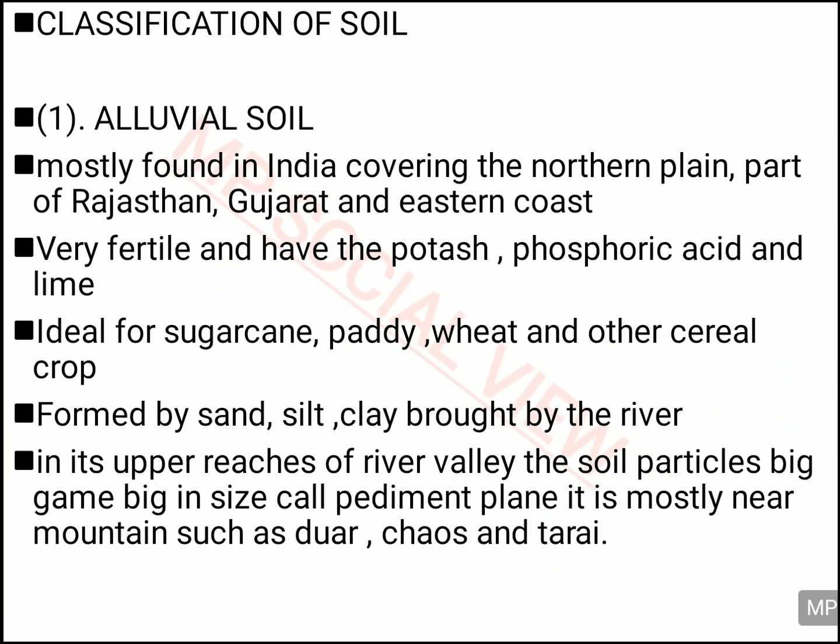First and foremost, we are going to see the alluvial soil. It is basically found in northern India, in the northern plain, and also in parts of Rajasthan, Gujarat and the eastern coastal plain. It is rich in potash, phosphoric acid and lime, and it is good for the cultivation of sugarcane, paddy, wheat and other cereals. It is very fertile soil, made up of sand, silt and clay, which is brought by the river, which makes it really fertile.